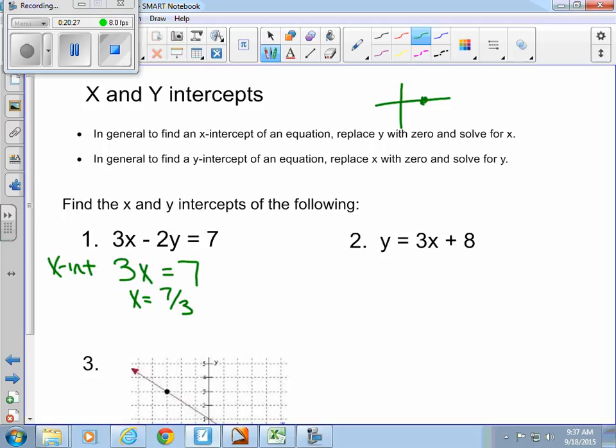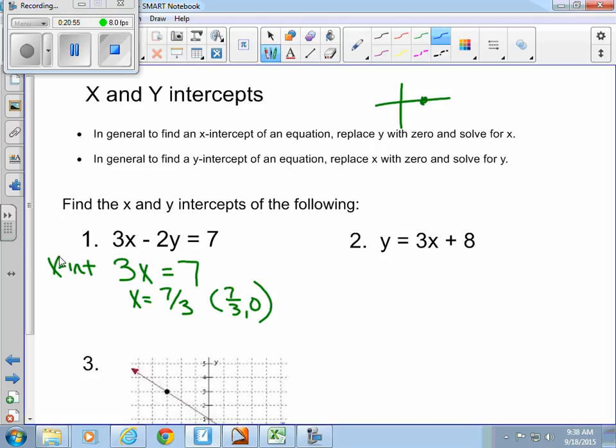If they want you to write it in point format, it's 7/3, comma 0, because it's the point on the x-axis. 7/3 would be the x value, 0 would be the y value. So you can write it either way. I'll accept either one, but just know that's the point format, or you could just say the x-intercept is 7/3. Those would both be correct.